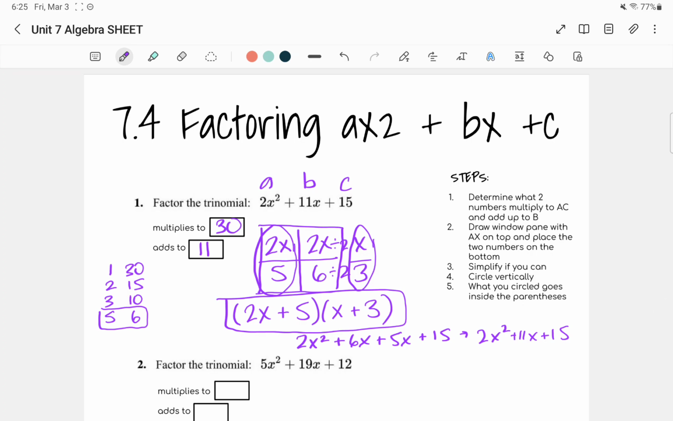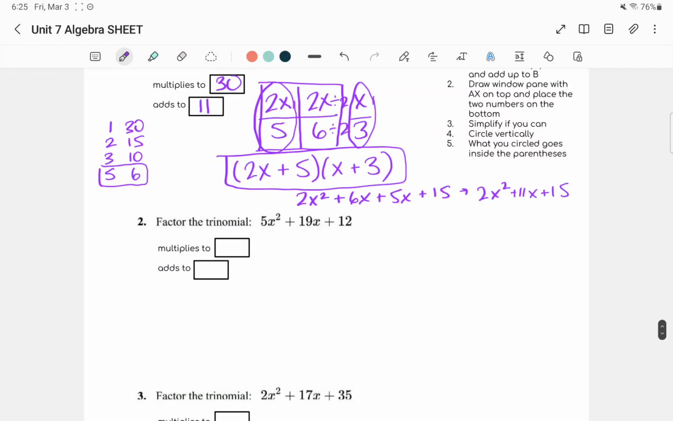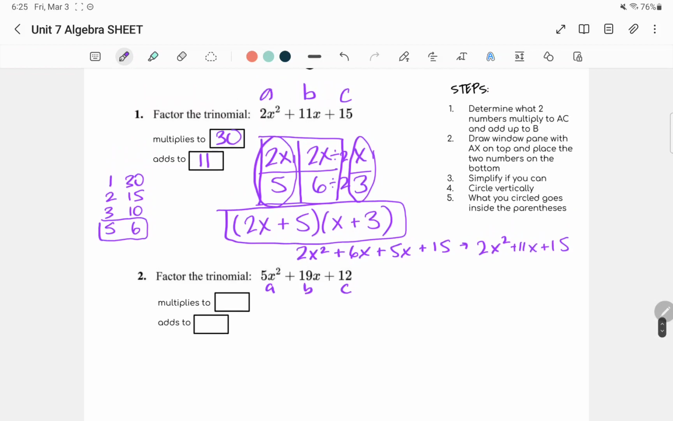Let's look at number 2. So we're going to label a, b, and c. I'm going to do it underneath here. And then I'm going to refer to these steps here: determine what two numbers multiply to a times c. So I have to first figure out, okay, what's a times c? What is 5 times 12? That gives me 60. So I'm going to figure out what multiplies to 60 and adds up to 19.